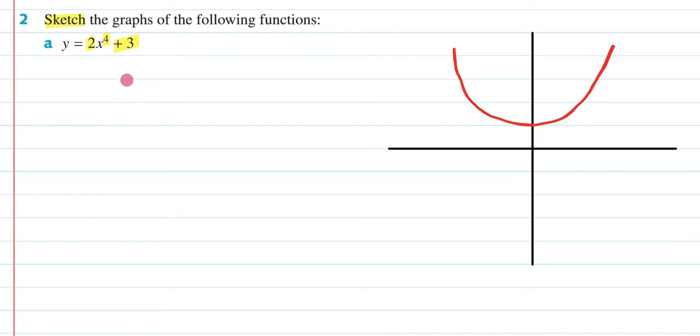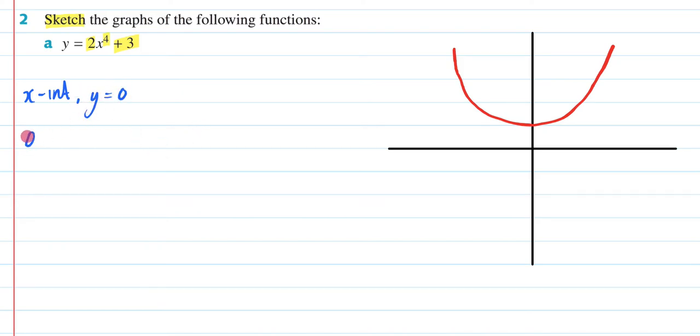Whenever we're asked to sketch something, you can always take something to the bank. We're just going to find our x and y intercepts. Everyone should know how to do this. So to find our x-intercept, we're going to let y equal 0.